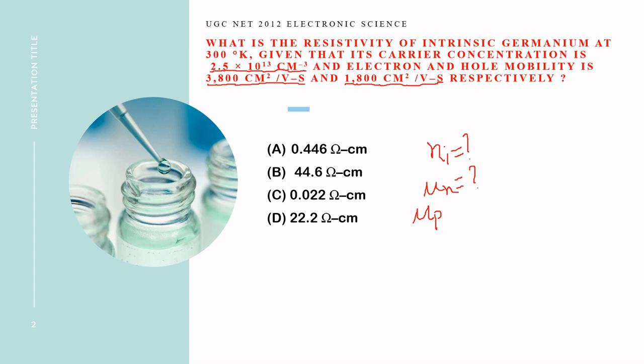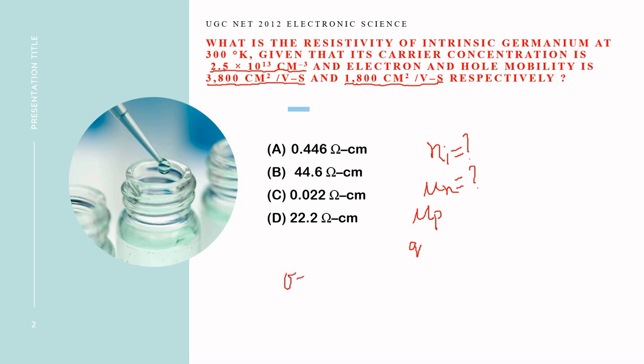So these values are given in this question. Intrinsic carrier concentration is equal to 2.5 into 10 to the power 13 per centimeter cube. Electron mobility is equal to 3800 centimeter square per volt second. And the hole mobility is 1800 centimeter square per volt second. And what we know? We know the electronic charge, the Q value, is equal to 1.6 into 10 to the power minus 19 coulombs.